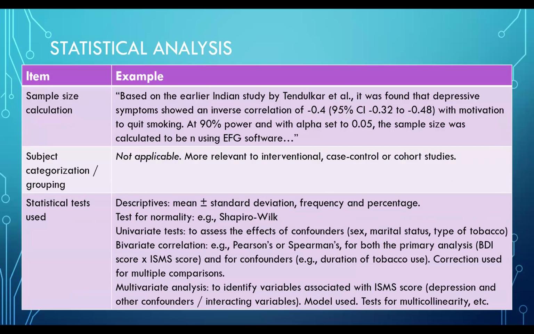Details of sample size calculation, details of any subject categorization or groups, treatment versus placebo, or this drug low dose versus high dose, or treatment plus placebo versus treatment plus some adjunctive treatment. And what were the statistical tests used? What descriptive statistics did you use? If you had a doubt whether your data was not normally distributed, what test did you use to assess whether the data followed a Gaussian distribution? What were the univariate, bivariate, and multivariate tests? I'm sure there will be a separate session which talks in more depth about statistical analysis. So let's move on from there.